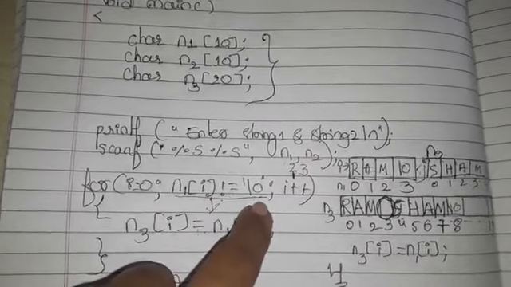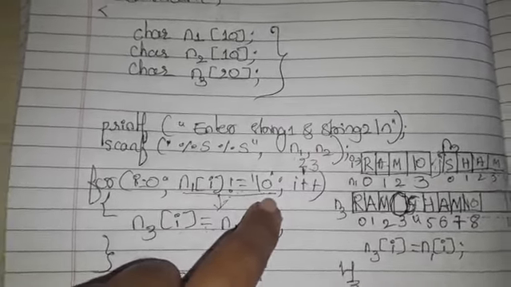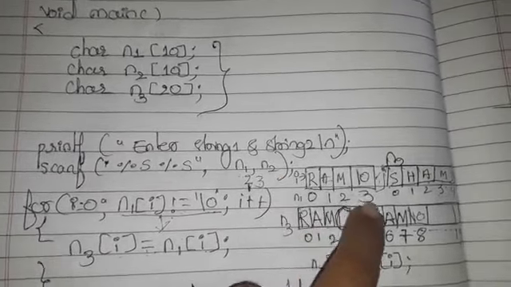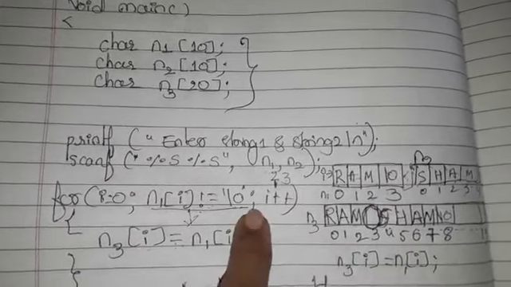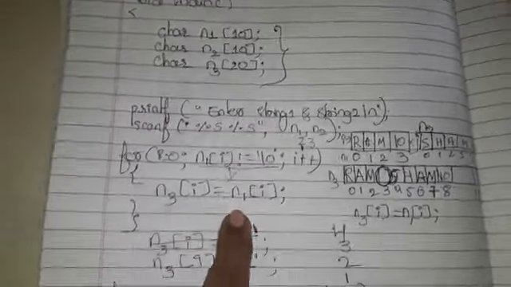N1 of 3 is not equal to null. True or false? Obviously it will become false, because we know that N1 of 3 is null. Null is not equal to null is false. As it is false, we should come out.